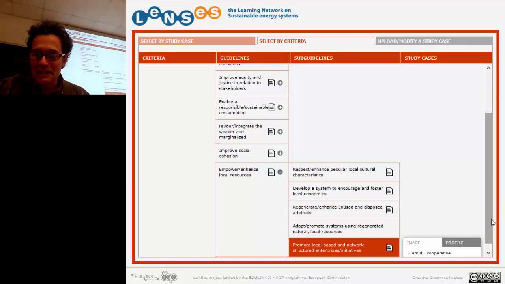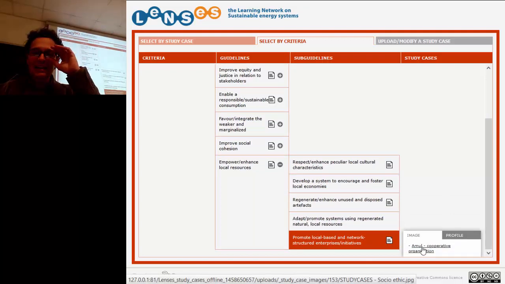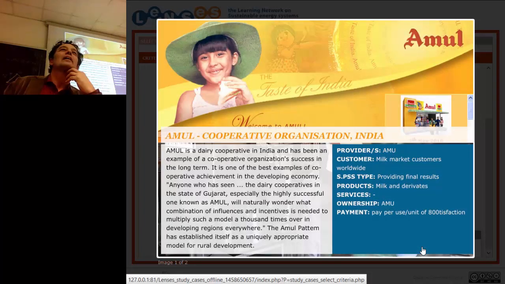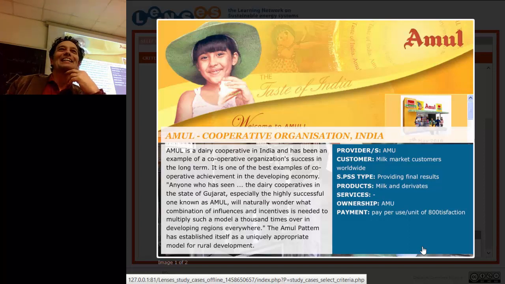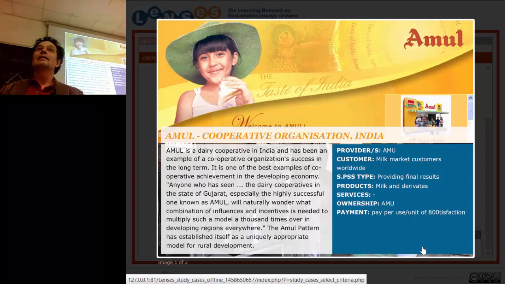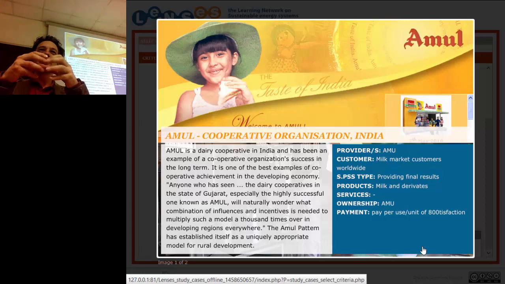Let me see, yes, the last example. This is really a success. Friends from India definitely know this: Amul. Ciao. You know Amul. It's a cooperative of very small producers. Maybe some have one or two or three cows. They are producing milk, and it has become the biggest producer of dairy products in all India.